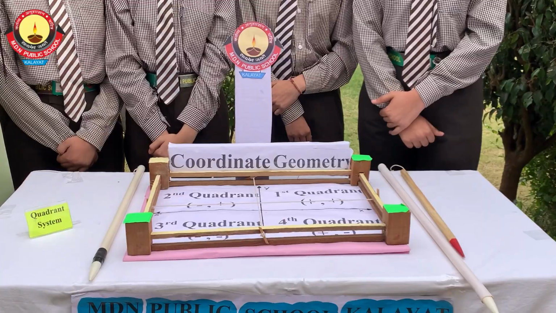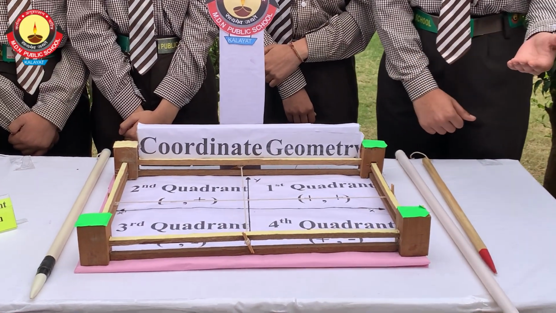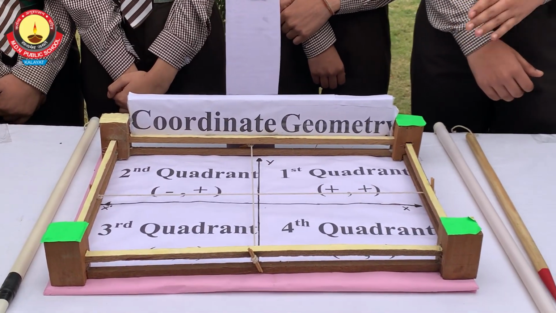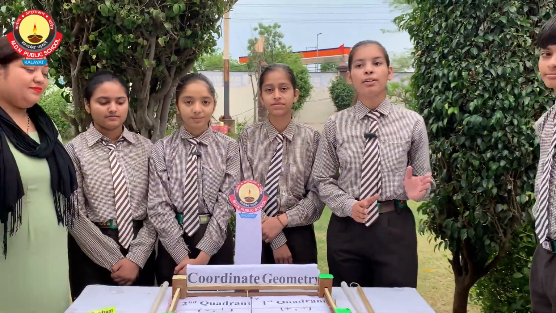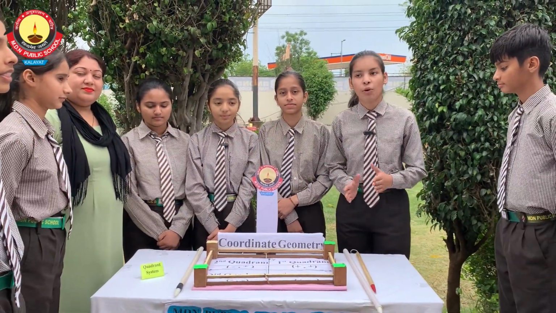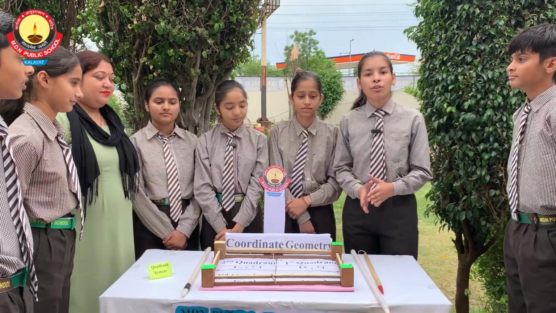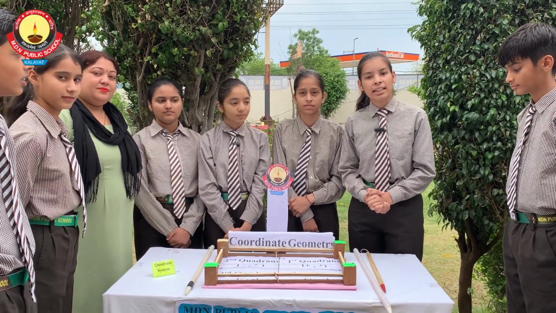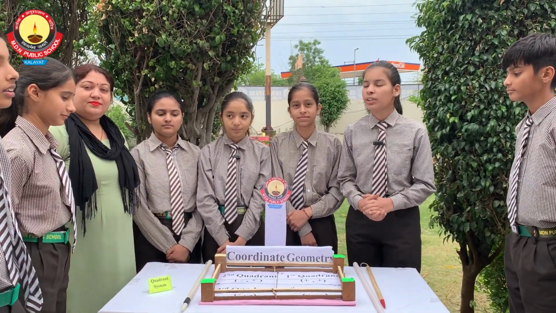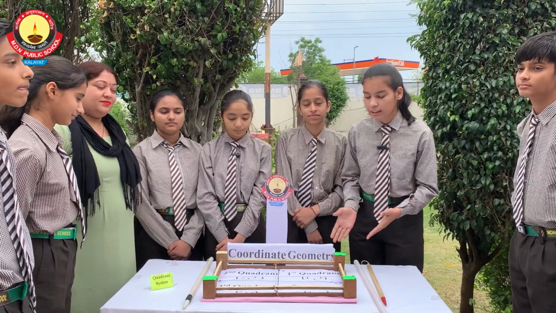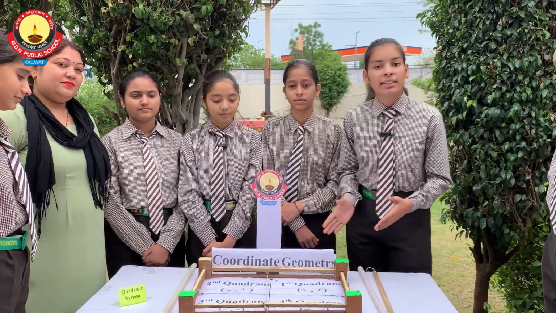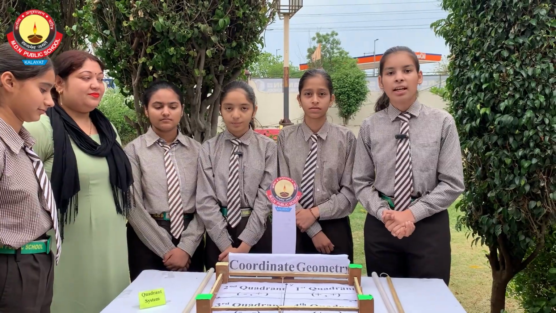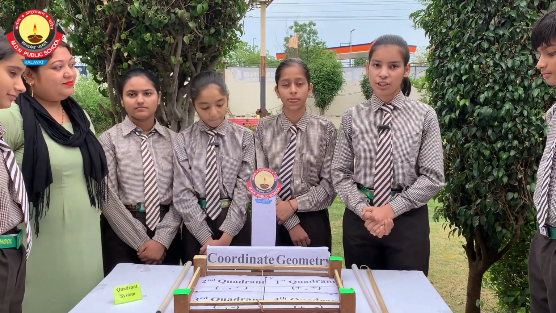So firstly, what is coordinate geometry? Coordinate geometry is the branch of mathematics in which geometrical problems are solved through algebra by using a coordinate system. The father of coordinate geometry is René Descartes. Now, what is the use of coordinate geometry in our daily life? It is used in describing the maps that we see in our mobile phones and computers to locate a position.